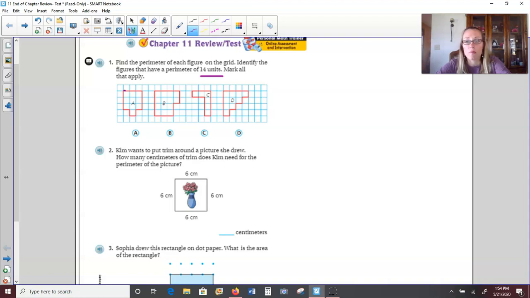So here we go. 3 across the top, 1, 2, 3, down the side, so 3 plus 3 is 6, 7, 8, 9, 10, 11, 12, 13, 14. Look at that. Our very first one works. But we shouldn't stop there, especially because the directions tell us to mark all that apply. We could have more than one answer.